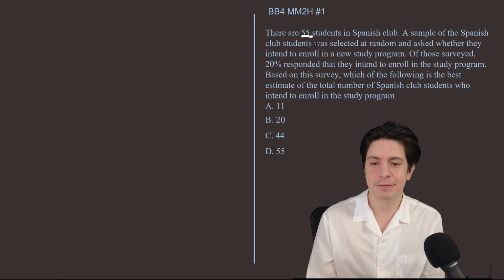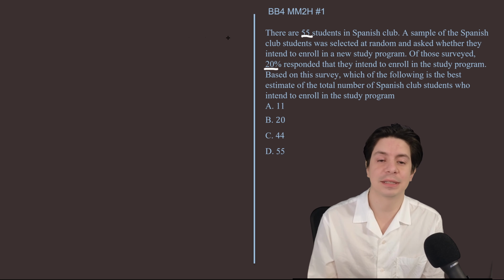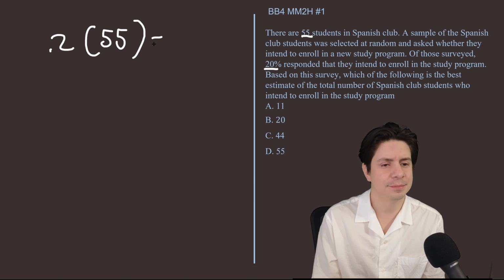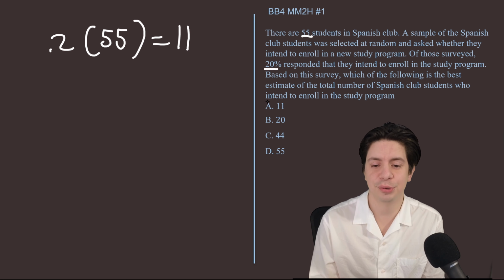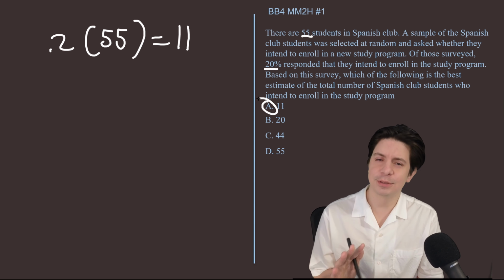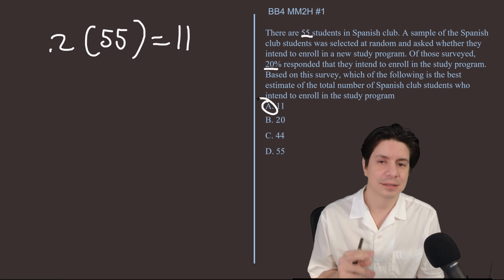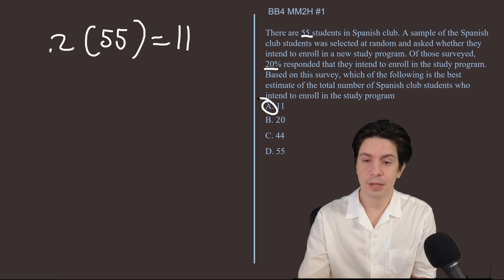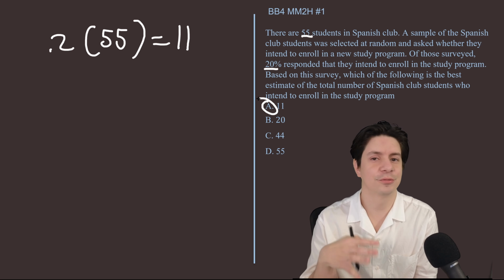So there are 55 students, 20% plan to enroll, so you just do 20% times 55. 20% as a decimal is 0.2 times 55 gets you 11. You shouldn't have to write that out. It should be mental math. I'm just writing it out to show you. A, okay? So even though this is a hard math module 2, still not a bad start. They usually start off pretty gently and then they get harder. There's always points out there to get, so don't freak out.